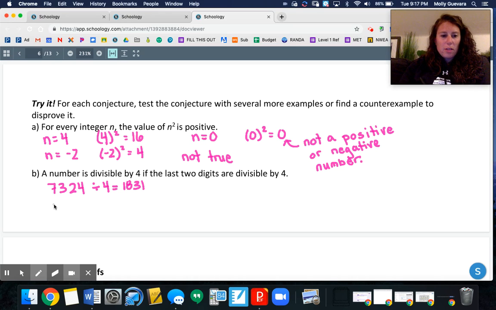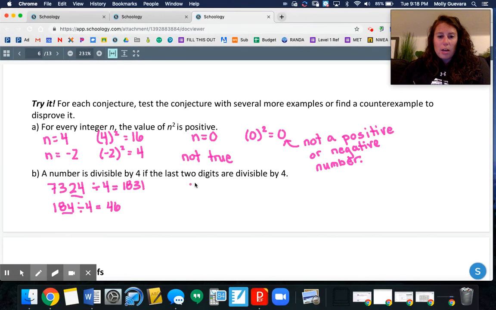What if I do like 184? 84 is divisible by 4. So I'm going to check in my calculator. Is that divisible by 4? And when I plug it in, I get 46. So that is divisible by 4. So far it's working, right? As long as these last two digits are divisible by 4, the whole number is divisible by 4.